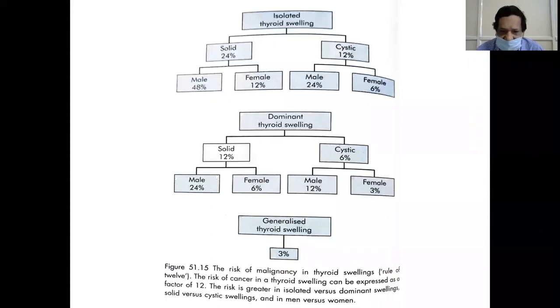Now, the risk of malignancy in a thyroid swelling: rule of 12. The risk of cancer in a thyroid swelling can be expressed as a factor of 12. The risk is greater in isolated versus dominant. Isolated has a greater incidence of carcinoma than dominant. And again, solid is a more worrisome factor than cystic. And again, men, you see, are always more vulnerable than women in a case of carcinoma thyroid.